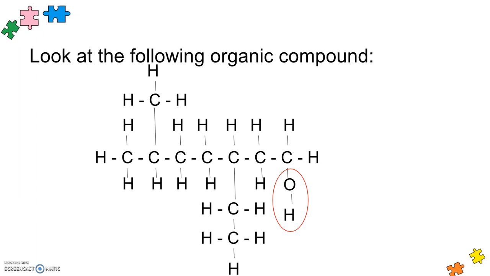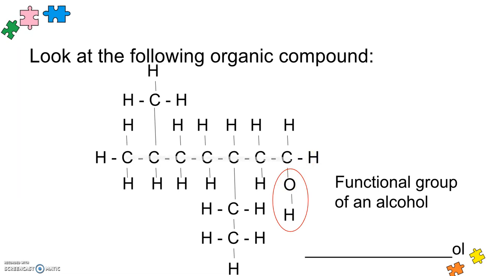Okay, we start from the back. So we see initially that we have only single bonds, but somewhere there's an OH group attached. So we know that this organic compound will end with -ol because we have the functional group, which is an alcohol.